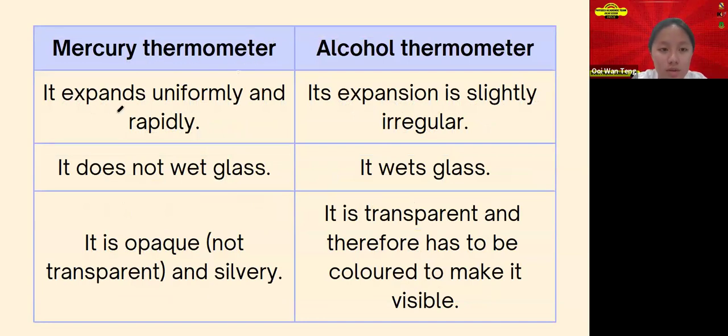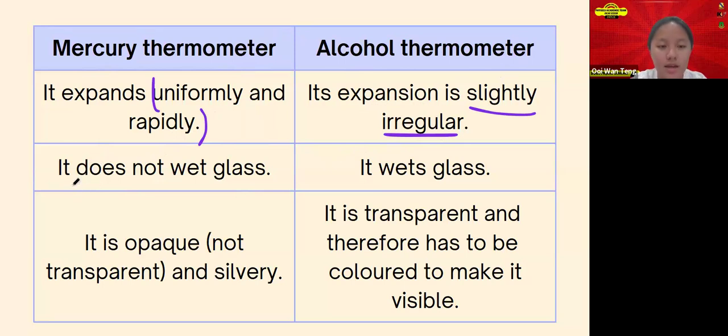Next, mercury thermometer expands uniformly and rapidly. If the mercury thermometer expands rapidly, it means that it gives out results quickly, so you get to know the temperature of a liquid faster. And for alcohol thermometer, its expansion is slightly irregular. Besides that, mercury thermometer does not wet glass.